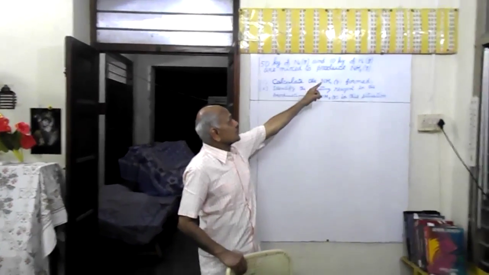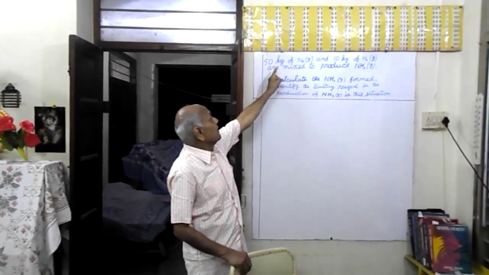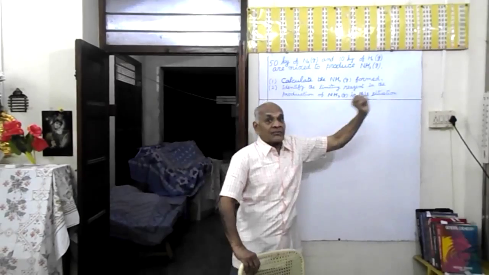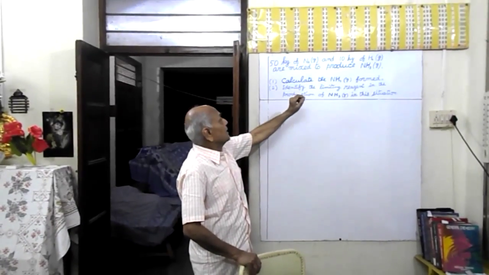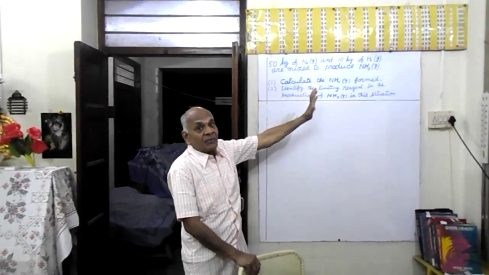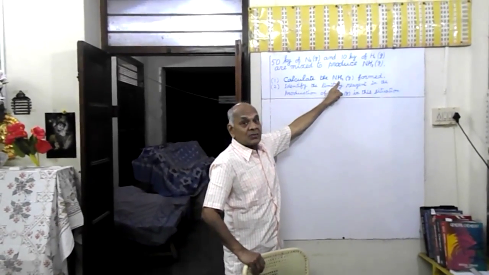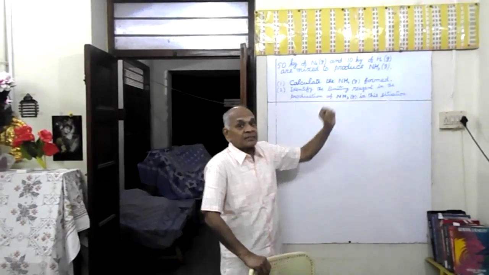One may be in excess. We do not know which is in excess, whether nitrogen gas or hydrogen gas. We are going to find that. And ammonia gas will be formed. How many kilograms of ammonia gas will be formed? That is the first question.